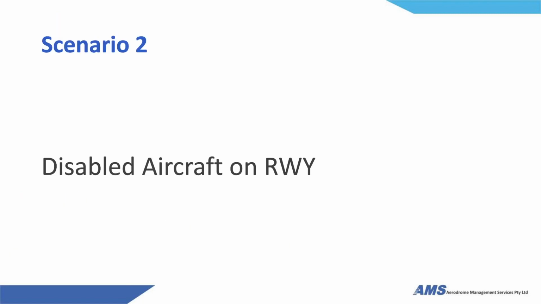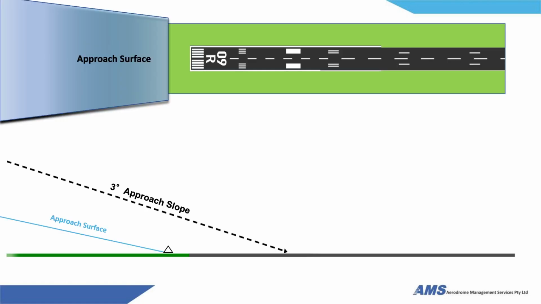Scenario 2 is a disabled aircraft on the runway. Now here we have an example of a serviceable approach surface, serviceable runway and runway strip. So say we had an aircraft land, blew a tyre, rolled to the end of the runway. He now can't be moved. He's disabled. Now whilst it doesn't impact on the approach surface, any aircraft that try and land at that end could collide with the obstacle that's sitting on the runway end. So we would carry out a displaced threshold using a calculation.